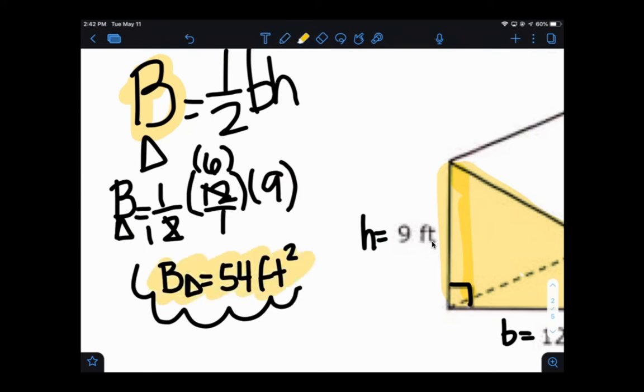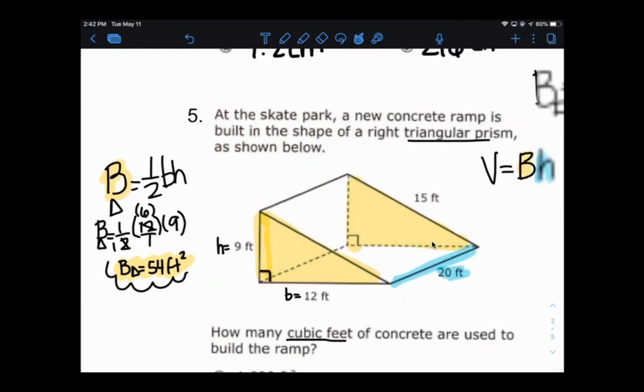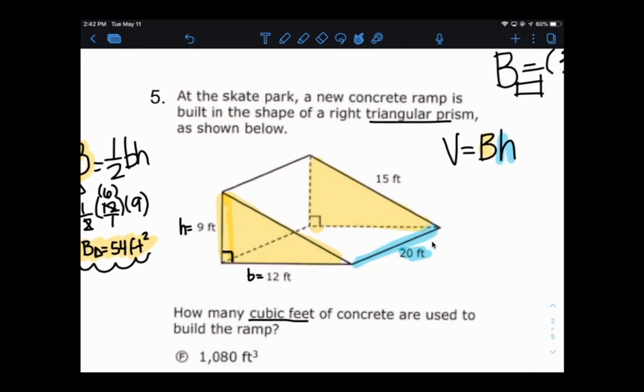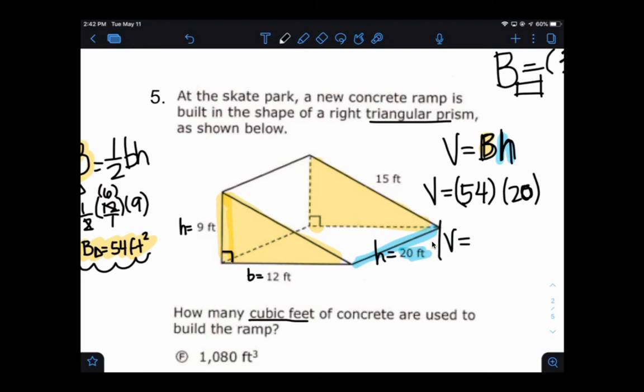The area of the triangle. And so once we have the area of the base, or the big B, and we have the height, well, all that is left to do is substitute. Instead of this B, we're going to use 54, correct? And instead of this H, right, we're going to use 20. Once you multiply these two numbers, you basically have the answer, right?